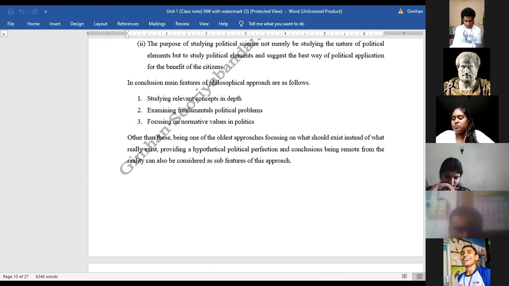In conclusion, the main features of the philosophical approach are as follows. First, studying relevant concepts in depth. Second, examining fundamental political problems. Third, focusing on normative values in politics. Other than these, being one of the oldest approaches, focusing on what should exist instead of what really exists, providing a hypothetical political perfection, and conclusions being remote from reality can also be considered sub-features of this approach.